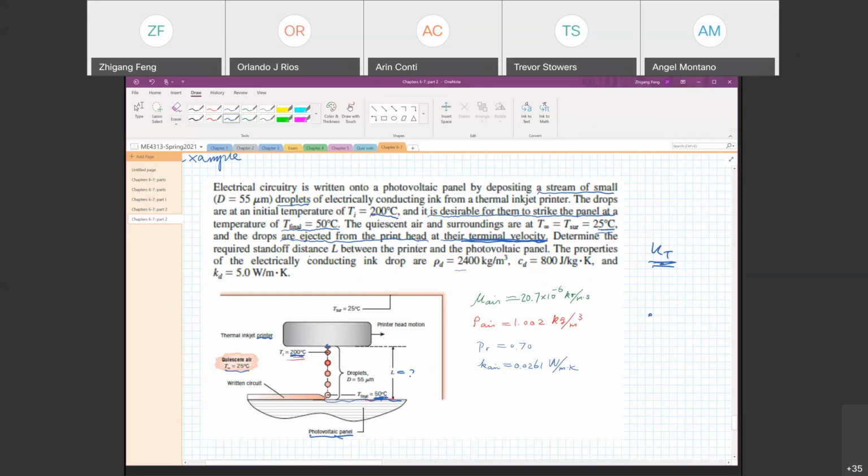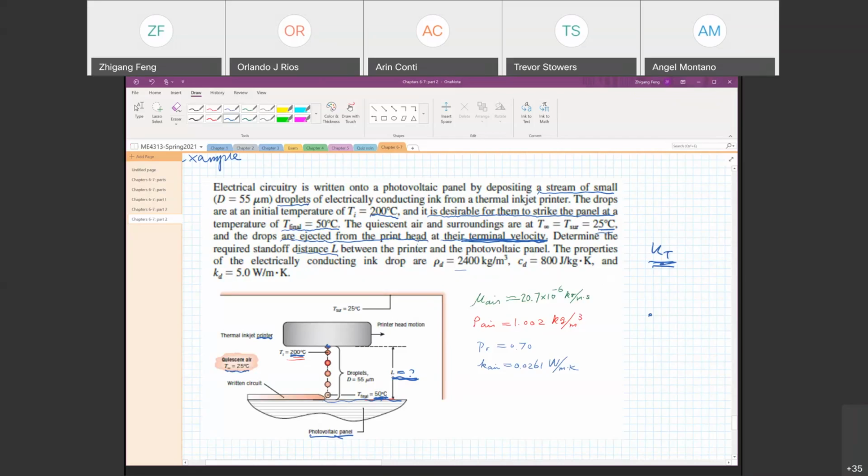Determine the required standoff distance L. So we want to determine this L such that the temperature of the droplet equals 50 when it strikes onto the surface. When L is too small, the droplet will have a high temperature when it strikes onto the surface. When L is larger, the droplet will have a low temperature. If L is sufficiently long, eventually the droplet will reach a temperature equal to 25, the ambient temperature. So L will determine the temperature of the droplet when it strikes onto the surface.